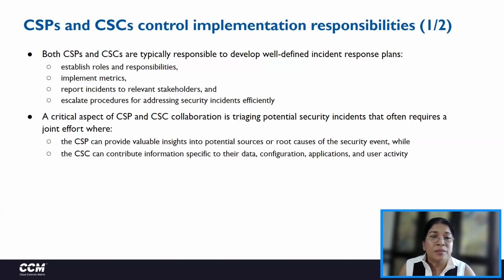A critical aspect of CSP and CSC collaboration is triaging potential security incidents, which often requires a joint effort where the CSP can provide valuable insights into potential sources or root causes of the security event, while the CSC can contribute information specific to their data, configuration, applications, and user activity.